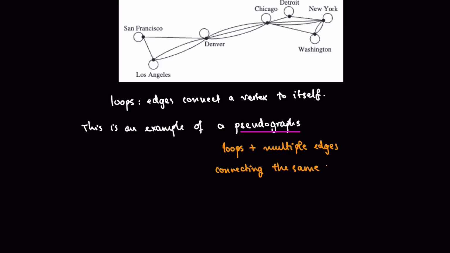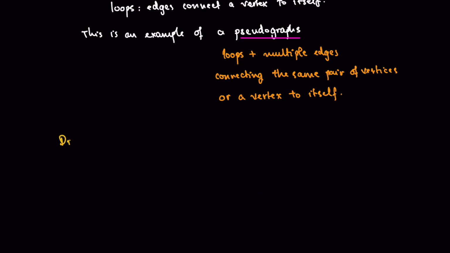The same pair of vertices or a vertex to itself. So all the examples that we have so far are undirected graphs. And of course, there should be some directed graph as well, and when you have that, it's called digraphs. So you have directed graphs, or digraph for short.